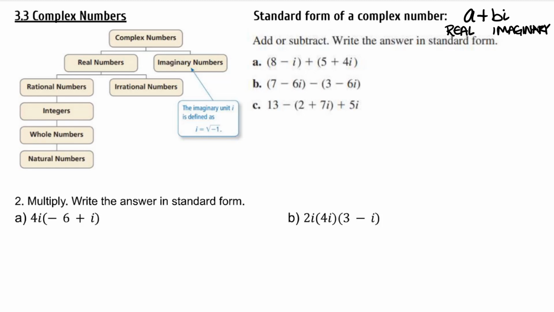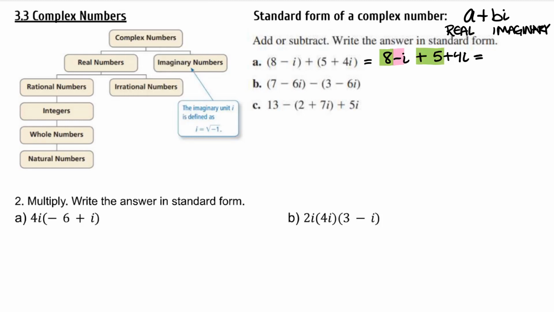To add or subtract complex numbers is just like combining like terms. Combine the real parts, combine the imaginary parts, and write in standard form. Because there's a plus sign in between, we don't even need to write these with parentheses. The parentheses just show that 8 minus i is one complex number, and 5 plus 4i is one complex number.